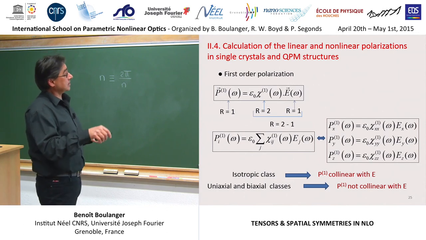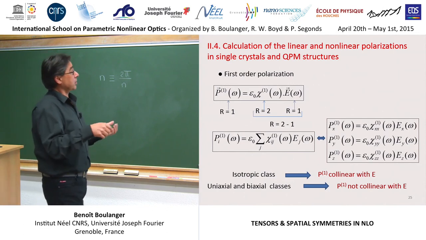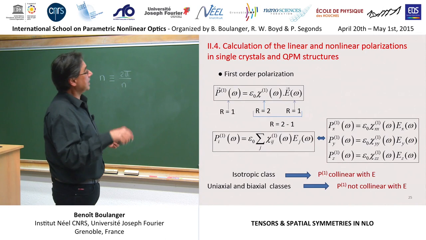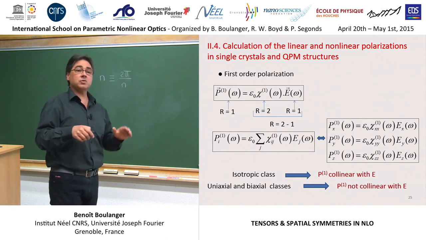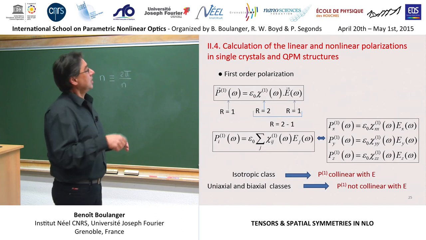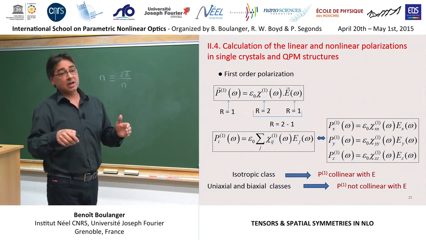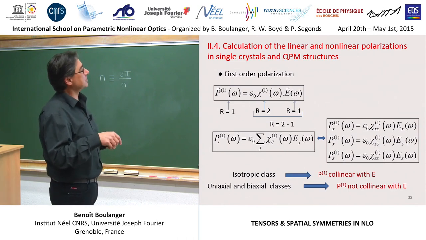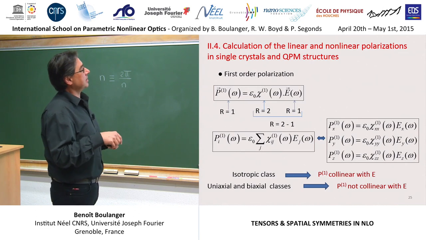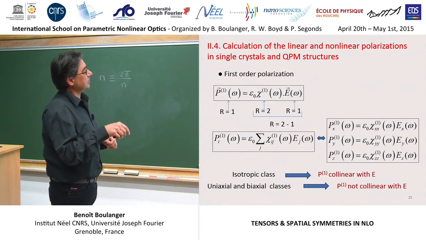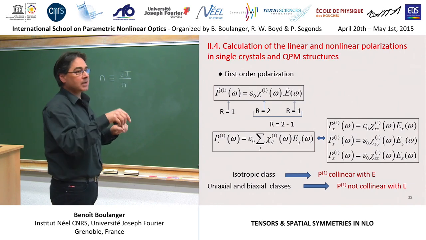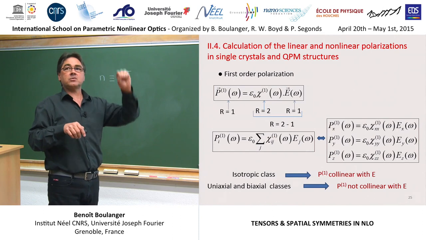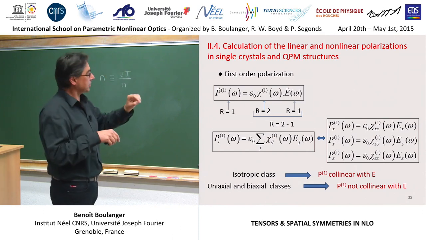You know this famous constitutive relation of linear optics, P1 equals epsilon 0 chi 1 E. Now we have to identify who is who. Epsilon 0 is a scalar, so it is a rank 0 tensor. Chi 1 is a rank 2 tensor, and E is a rank 1 tensor. Here there is one dot, because on the right of this sign, it is a rank 1 tensor. So I put one dot.